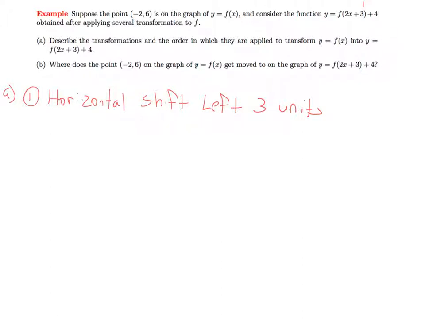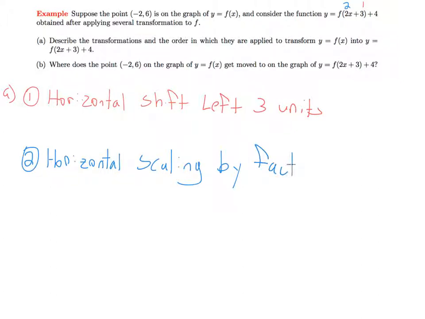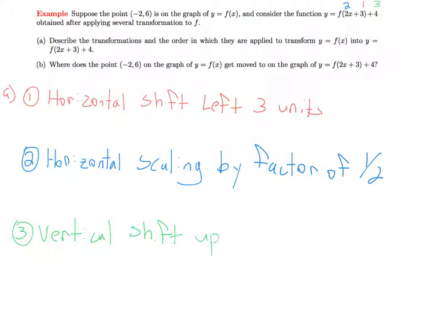Then we take care of the remaining inside transformation, which is the horizontal scaling. So secondly, we have a horizontal scaling by a factor of 1/2. Again, with these inside transformations, we need to be a little careful. When I multiply the inside by 2, that means this is going to make the x-coordinates get halfway closer to the y-axis. And then finally, the last transformation is this 4 on the outside, and that is going to be a vertical shift, in this case, up by 4 units.